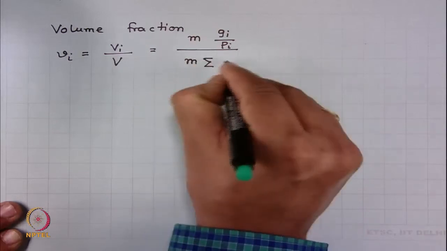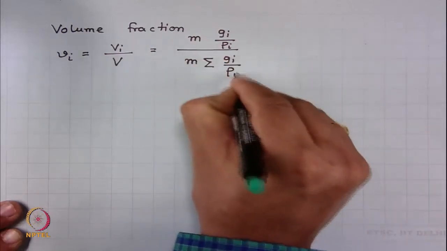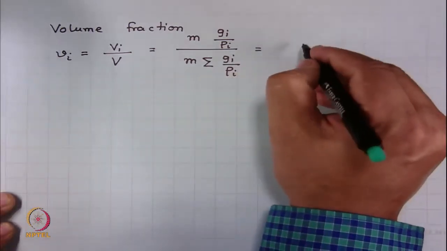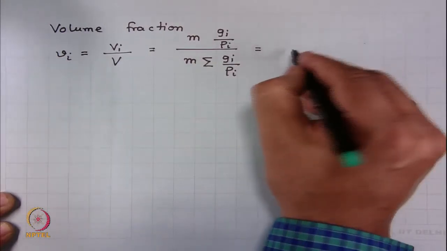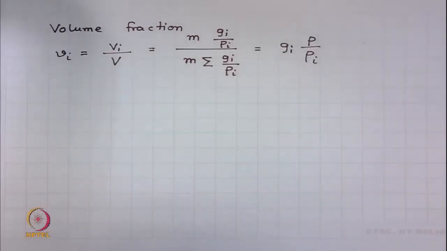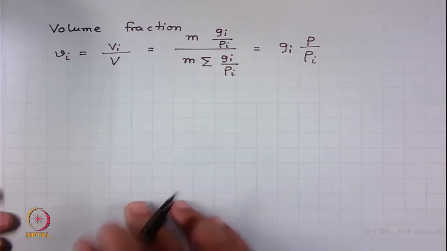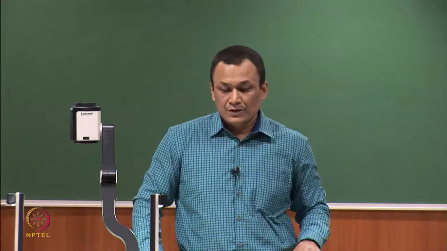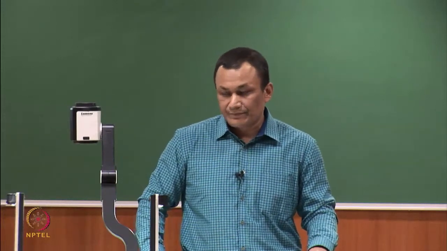That also we have just now derived: M into the summation of g_i by rho_i. So, what we obtain? We obtain g_i into rho by rho_i. So, if we write in terms of percentage, we can also find out similar expressions. So, this is the expression for volume fraction of fibers in the blend. So, by now we know about two fractions or two proportions. One is the mass fraction, second is the volume fraction.